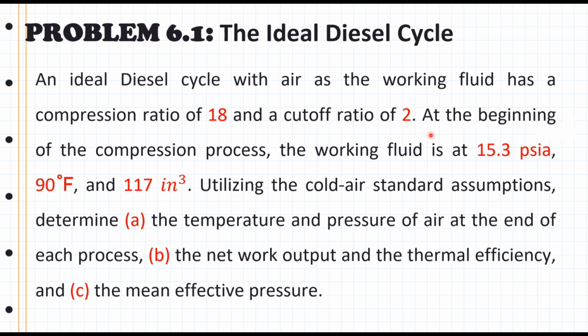At the beginning of the compression process, the working fluid is at 15.3 psia, 90 degrees Fahrenheit, and 117 cubic inches. So, utilizing the cold air standard assumptions, determine A, the temperature and pressure of air at the end of each process, B, the net work output and the thermal efficiency, and C, the mean effective pressure.